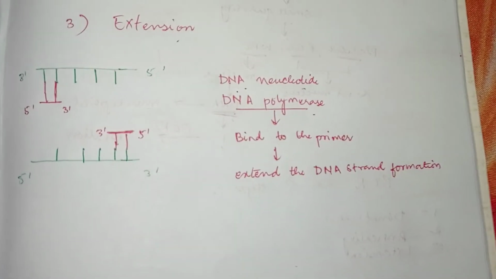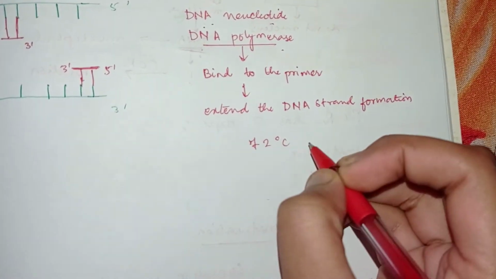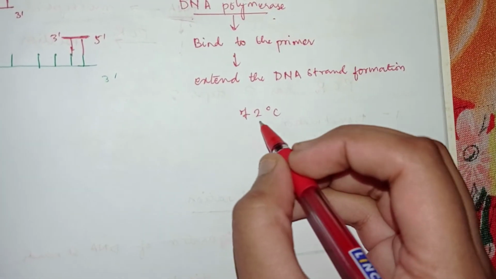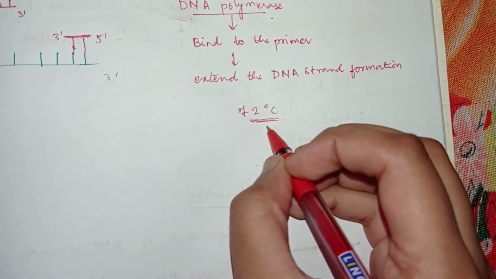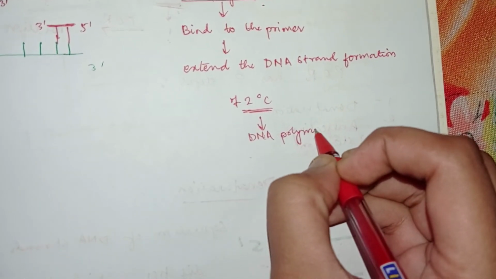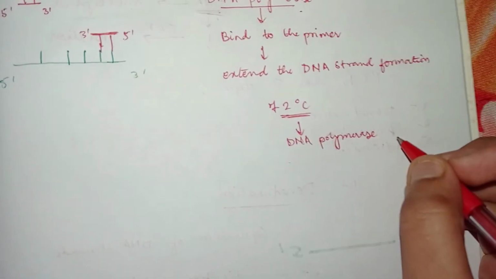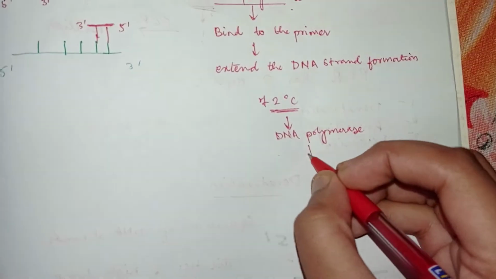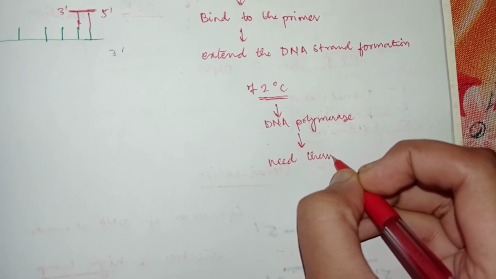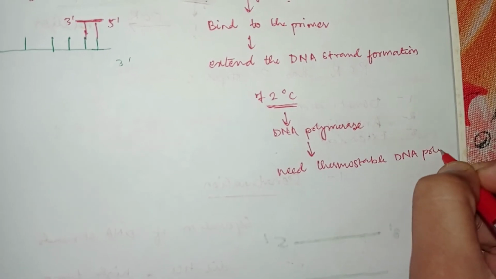This extension step takes place at a very high temperature, that is 72 degrees Celsius, which is greater than our body temperature. So, at this temperature, DNA polymerase enzyme cannot work. So, here we need thermostable DNA polymerase.